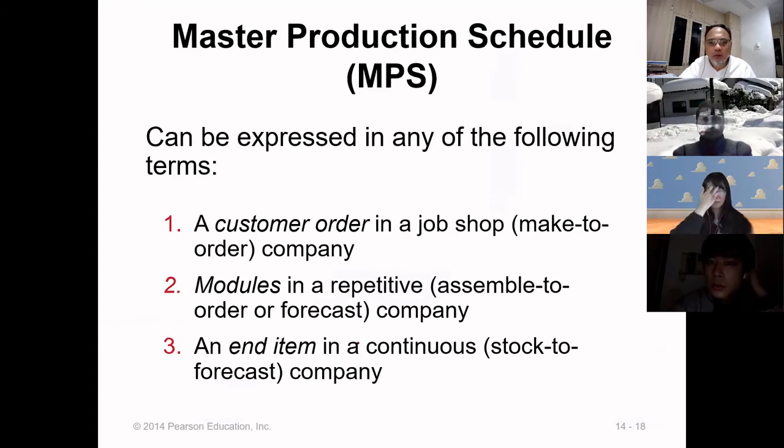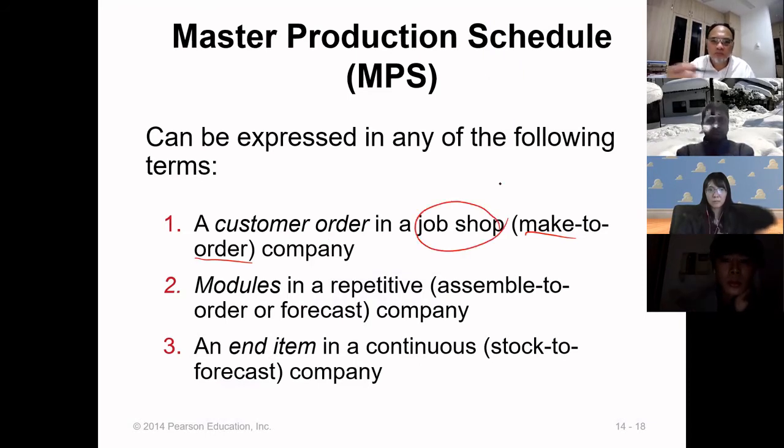This is a way of defining your MPS. It can be expressed in any of the following terms. It can be make to order. That means in a job shop, in a machine shop, or at a tailor, for example, you make to order. Like the ambulance just now, it's actually assembled to order.